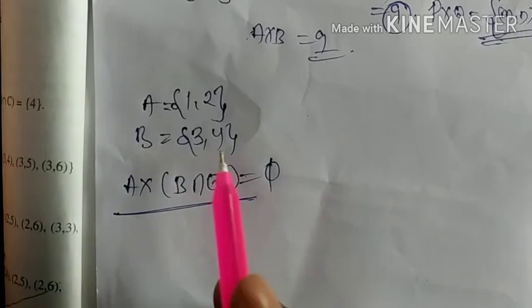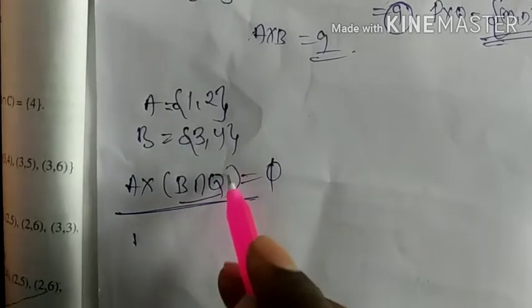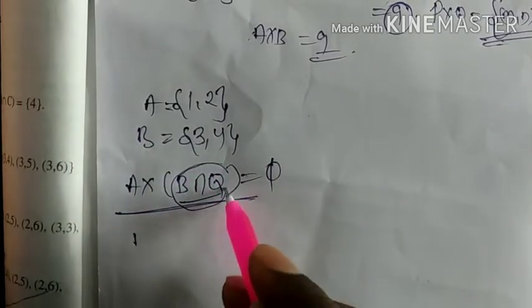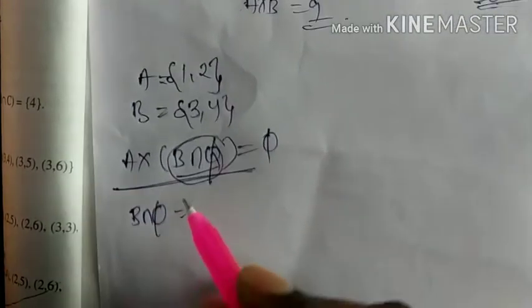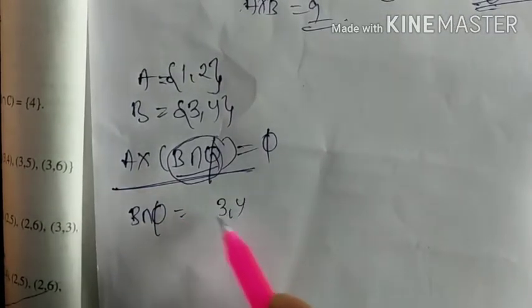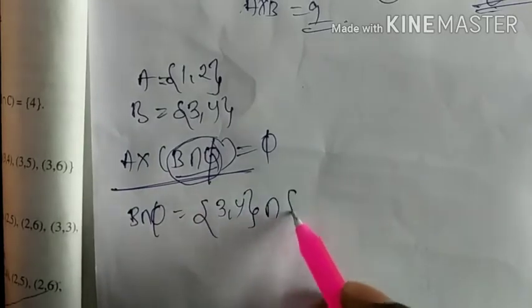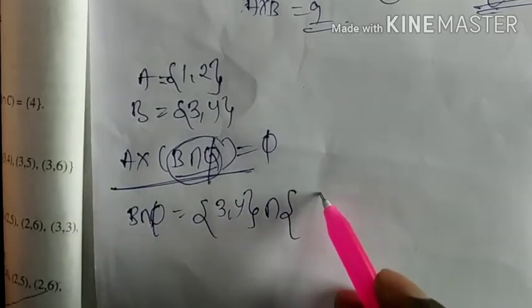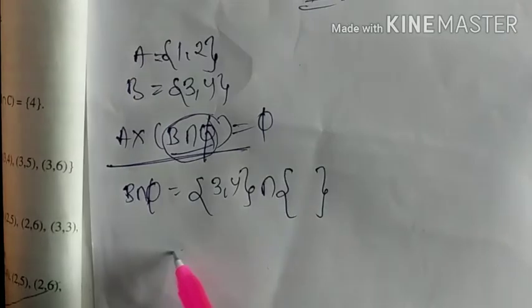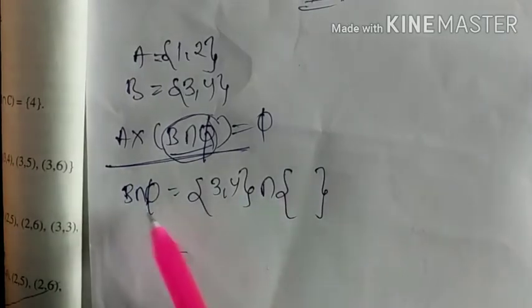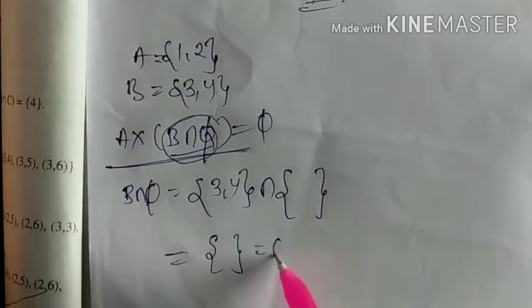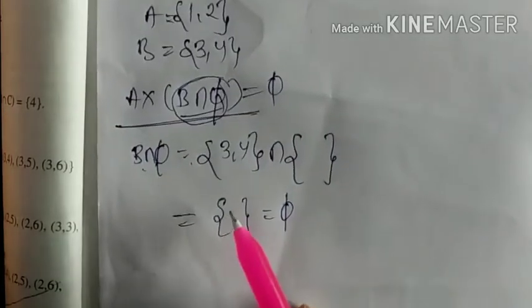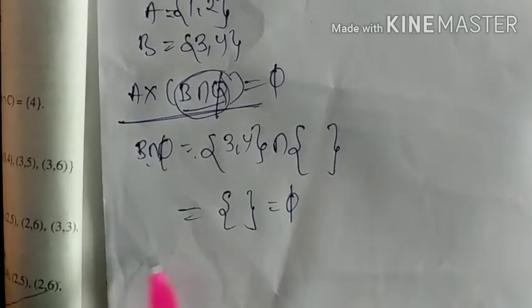So first, in A cross (B intersection C), we need to calculate B intersection C first. B is {3, 4}, and its intersection with the empty set, how much is it? There is phi only. Phi means there is no element. So in this expression B intersection C, there is no common element. That's why it is phi. So B intersection phi. I already gave one point regarding this.